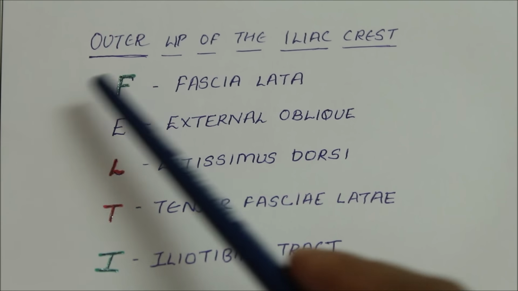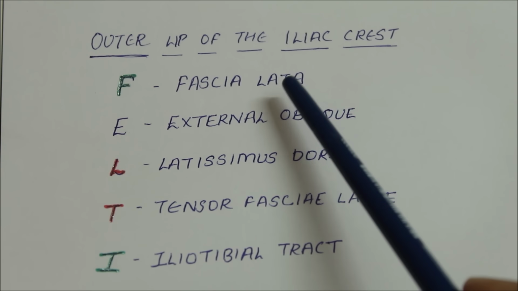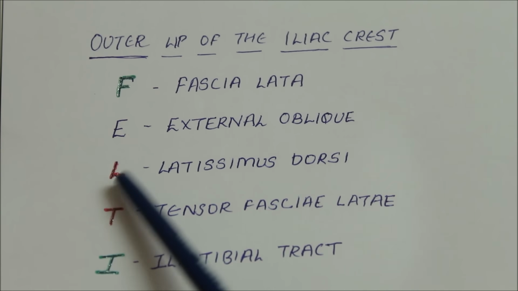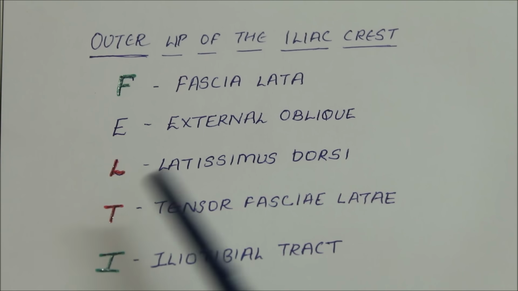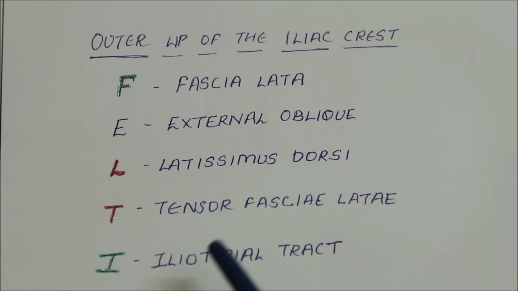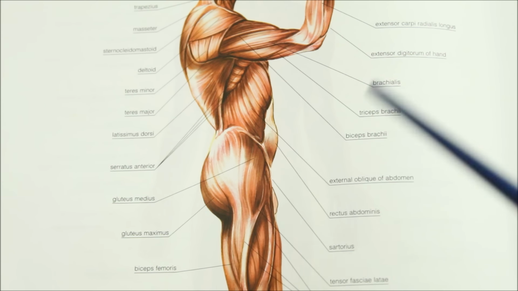An easy way to remember the attachments on the outer lip of the iliac crest is the use of the mnemonic FELTI. F stands for attachment of fascia lata, E stands for the insertion of the external oblique, L stands for origin of latissimus dorsi, T for the origin of tensor fascia lata, and I for the attachment of the iliotibial tract. This is the lateral view of the human body.